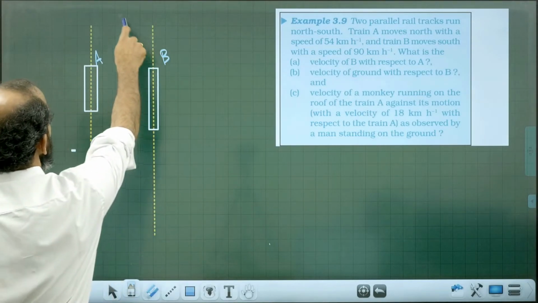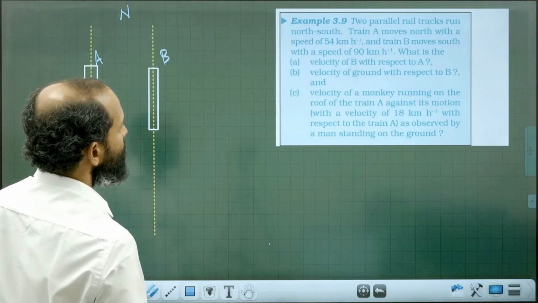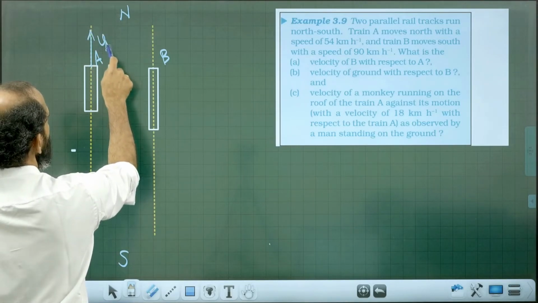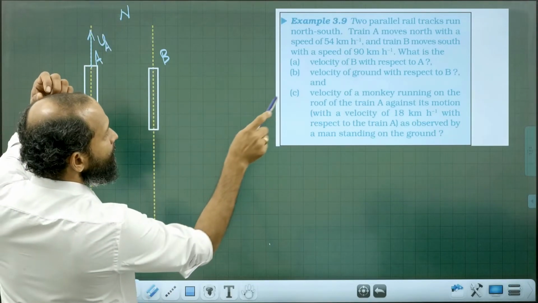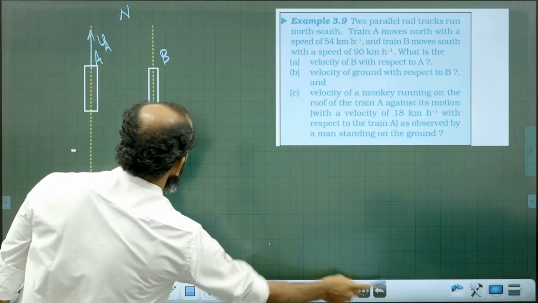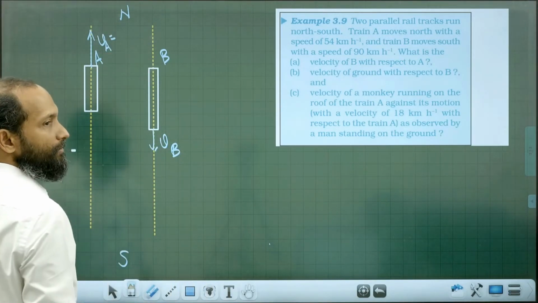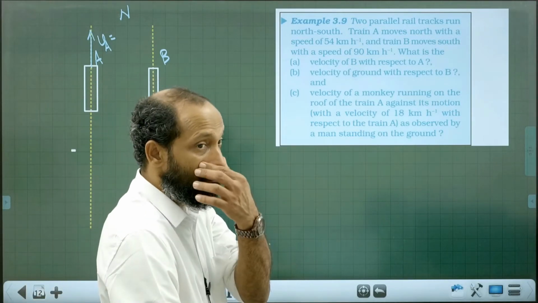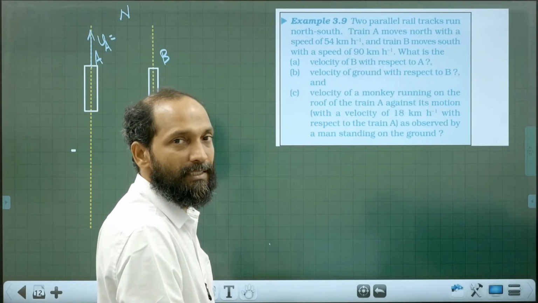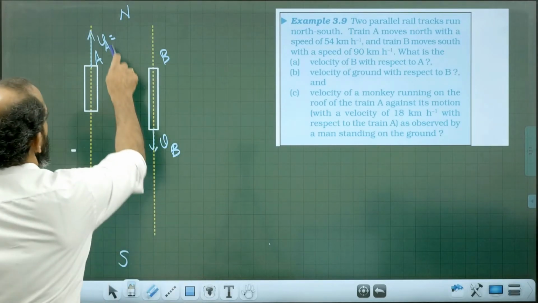North, south. Let us choose, for simplicity, north as this direction and south as this. Train A moves northward with velocity VA. Train B moves southward, so the velocity of B is southward. Convert the 54 kilometer per hour into meter per second. How to convert kilometer per hour into meter per second? Multiply by 5 by 18. So that should be 15 meter per second.